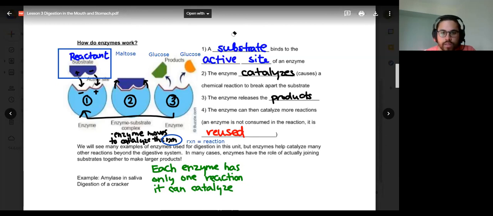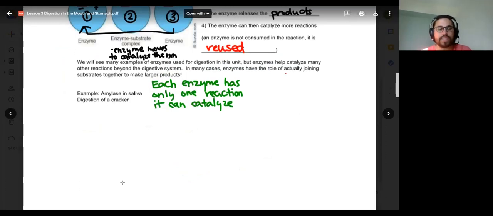All right, so let's take a look at my example in more detail that I provided earlier with regards to amylase in saliva breaking down starches in a cracker. Each enzyme has only one reaction it can catalyze. They are very specific in the job that they perform. Think of it like a toolbox. You use the hammer to hammer in nails. You don't really use it to screw things in, though you can use it to pry things. But in this case, it's very specialized. It does one thing and one thing only.